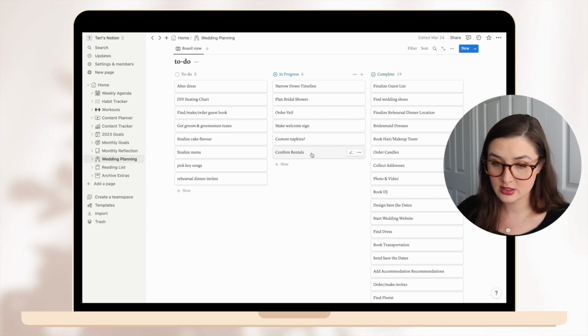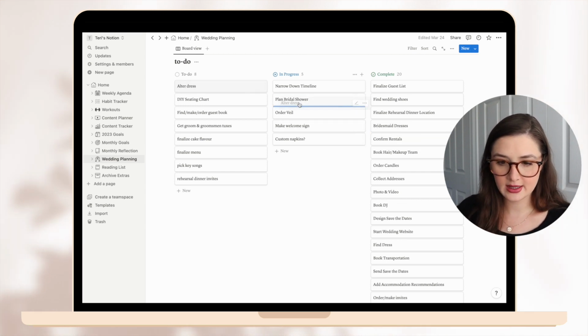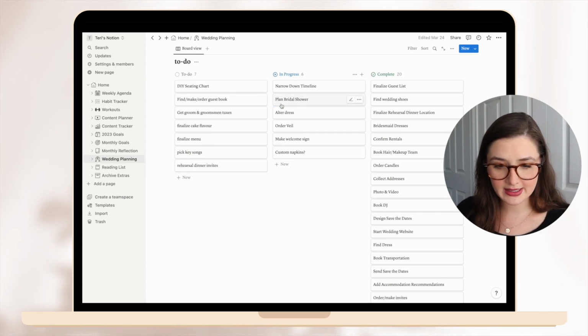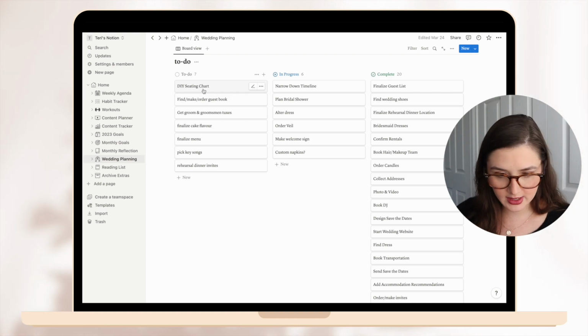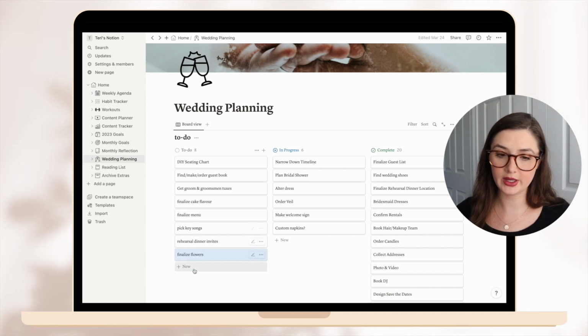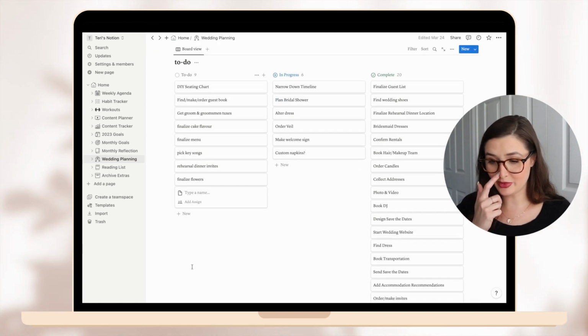Confirm rentals, we've done that. Alter dress, that's in progress. I'm just waiting on the hem and then it will be done. DIY seating chart, not done yet. What else do I have to add to this list? Finalize flowers. I'm sure I'm forgetting so many little things, but oh, you know what we haven't booked?